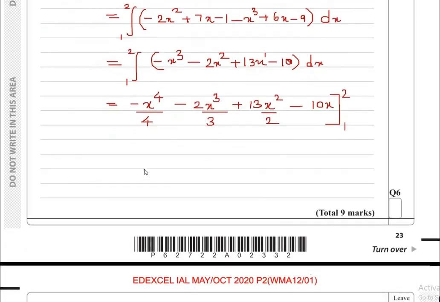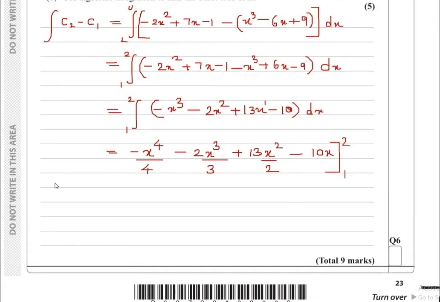Now what I am going to do is, first I am going to substitute over here all the 2 values. Wherever x is there, I am going to substitute a 2 over there. So it becomes minus 2 to the power of 4 over 4 minus 2 to the power of 3 over 2 plus 13 into 2 raised to 2 over 2 minus 10 into 2, minus, this was for the upper limit, that was for 2.